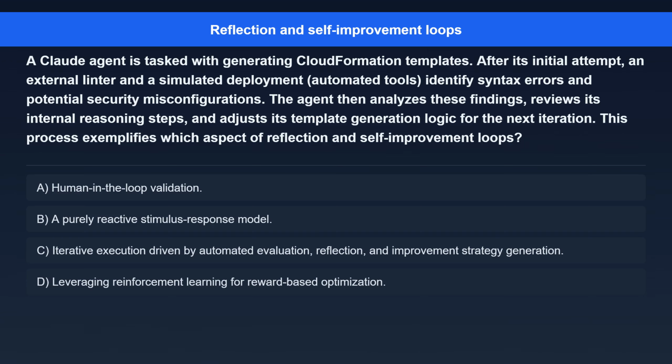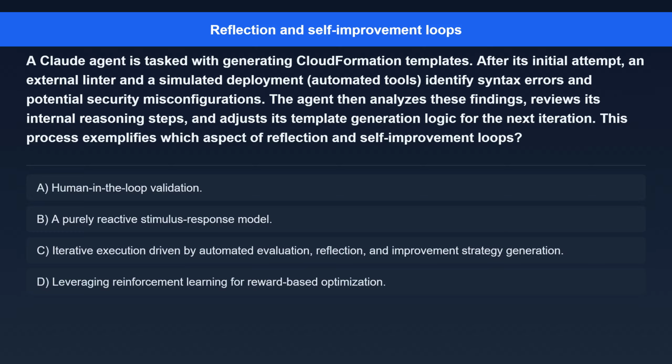for improvement. Question 6. A Claude agent is tasked with generating CloudFormation templates. After its initial attempt, an external linter and a simulated deployment, automated tools, identify syntax errors and potential security misconfigurations. The agent then analyzes these findings, reviews its internal reasoning steps, and adjusts its template generation logic for the next iteration. This process exemplifies which aspect of reflection and self-improvement loops?